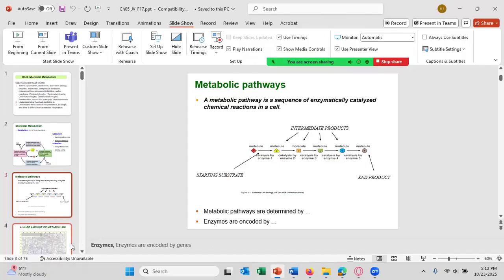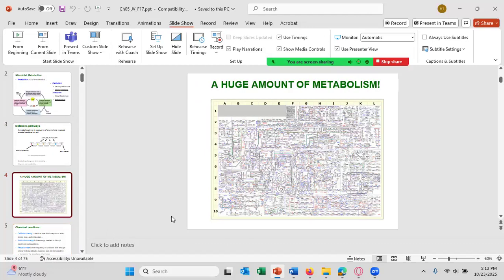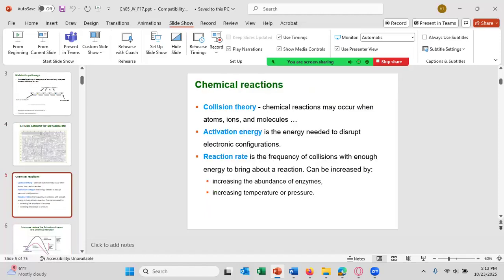All right, here is a huge amount of metabolism that we're going to talk about that occurs within a cell, and each line is a chemical reaction. So let's get started because you need to know all of these. Any questions? Only kidding. That's just to show you that there's a huge amount of metabolism happening within a cell.